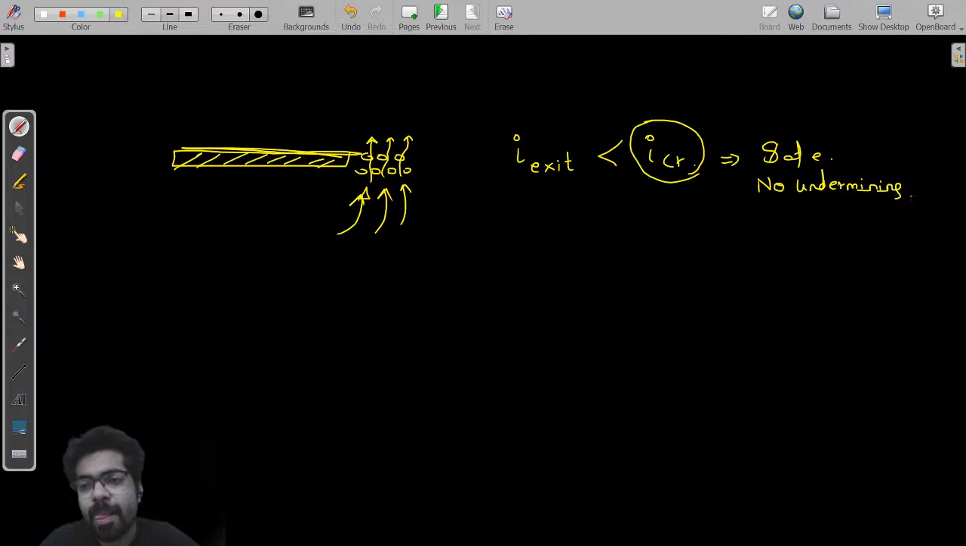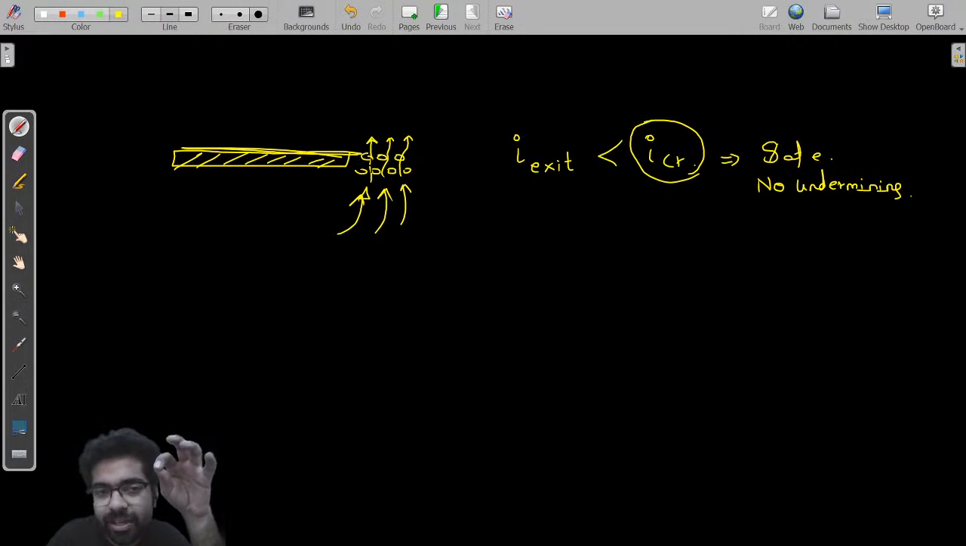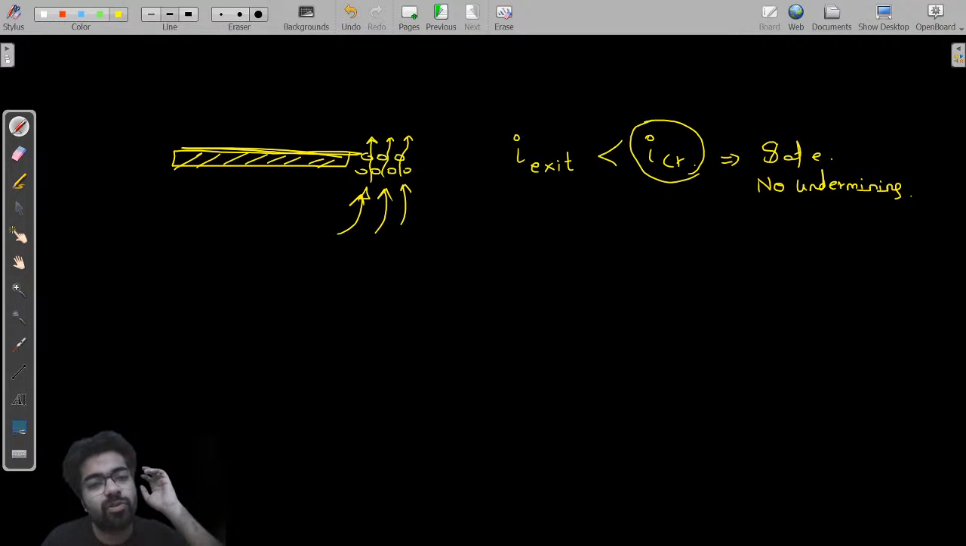We will say that the weight of the soil is more and the upward seepage force is less. That's why your soil is not going up, your soil is not in quicksand condition, your soil is not boiling off. We will say that we are safe, no undermining will take place.